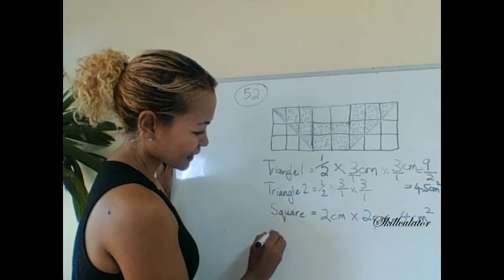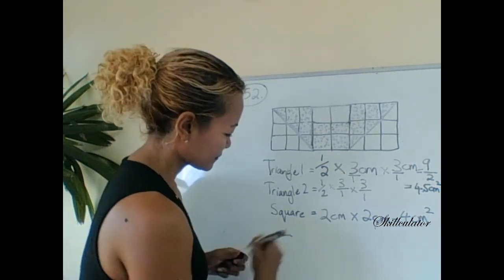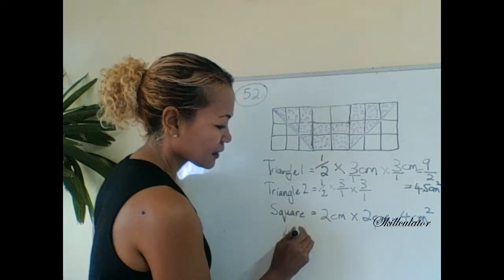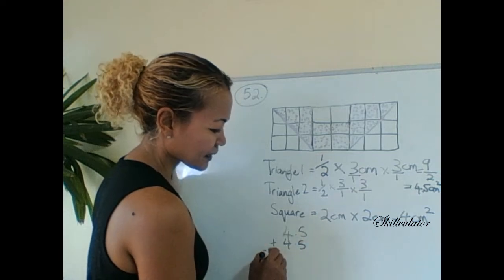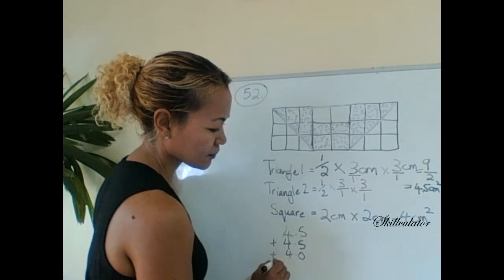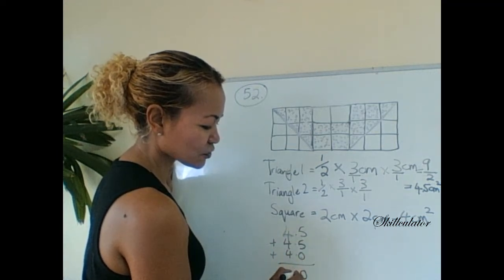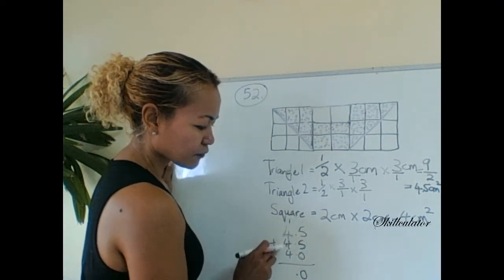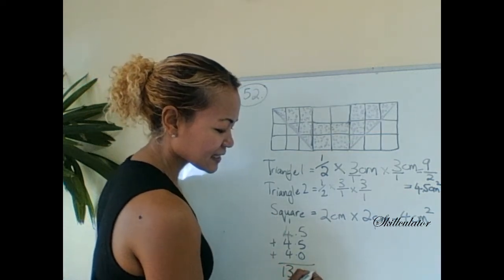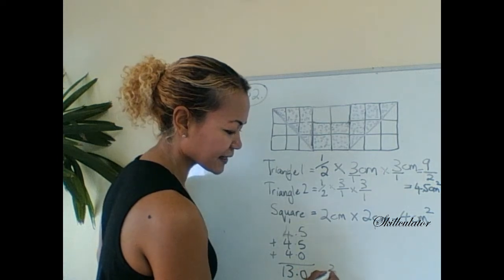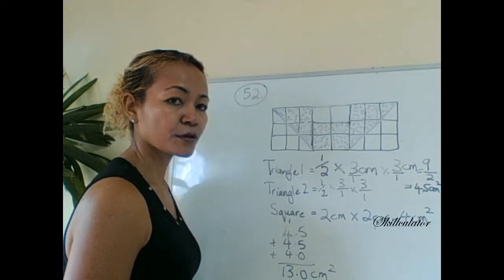So let's just add on this side. 4.5 plus 4.5 plus 4. 5 plus 5 plus 0 is 10, so carry 1. 4 3s are 12, plus 1 is 13. 13 centimeters squared. And that is your answer, 13 centimeters squared.